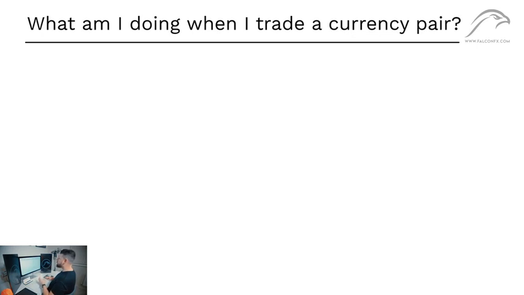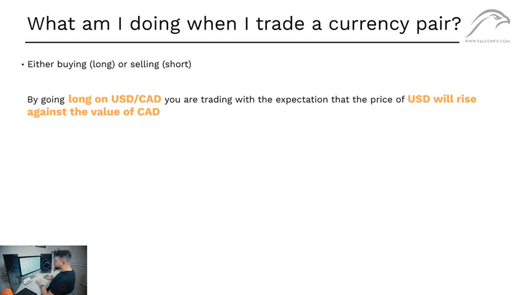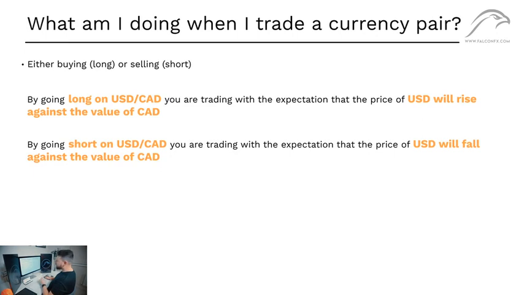And this leads me on to, what am I actually doing when I'm trading a currency pair? Well, essentially you're either buying to go long, which you'll hear this term, or you're selling to go short. By going long on USD CAD, you're trading with the expectation that the price of the US dollar is going to rise against the value of the CAD. So you'll naturally be looking for buying positions. By going short on USD CAD, you're trading with the expectation that the price of the US dollar will fall against the value of the CAD. It's really that black and white.